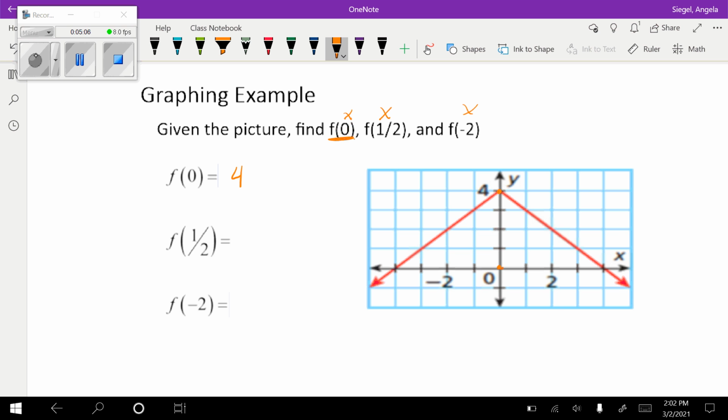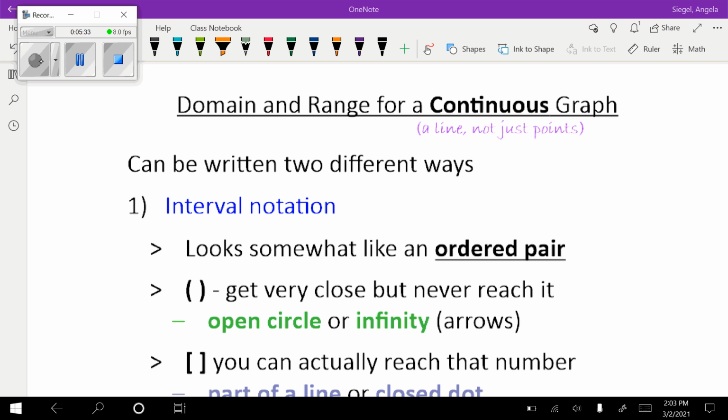So let's do it again. When x is 1/2, what is our y value? So let's see, 1, 2, 3. I'm going to call it like 3.5. Okay, so when x is -2, what's our y value? Right here. So let's see, 1, 2. Our y value is 2. So that's how that works. It's really kind of different, but it's not difficult.